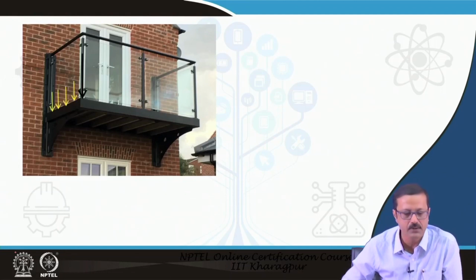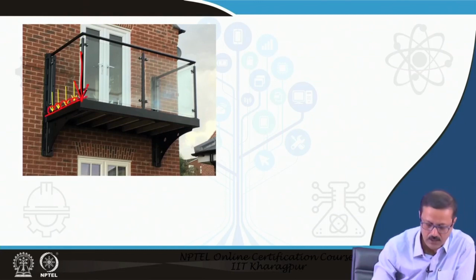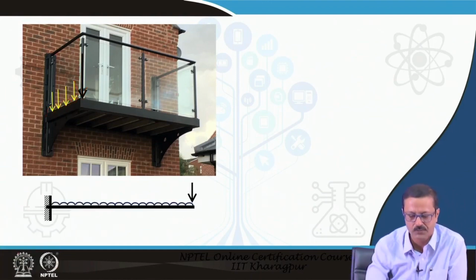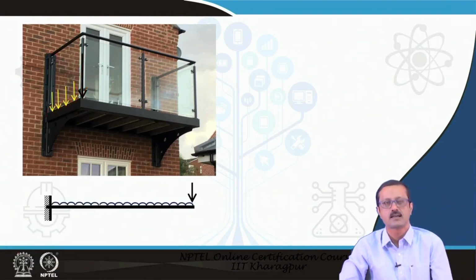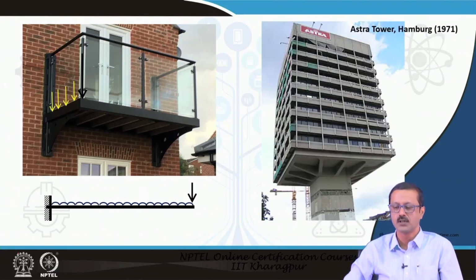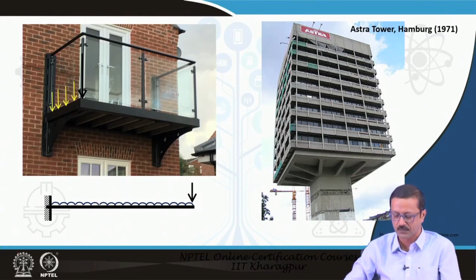In the cantilever beam also there is some loading. We can see this is one of the loadings, a point load, and this is the uniformly distributed load. So, those can also be taken in the cantilever beam. Something like that can be visualized as a cantilever beam, and there is the Astra Tower Hamburg. It was constructed in 1971, where the cantilever beams are used.